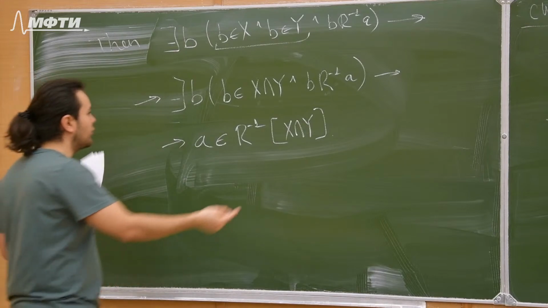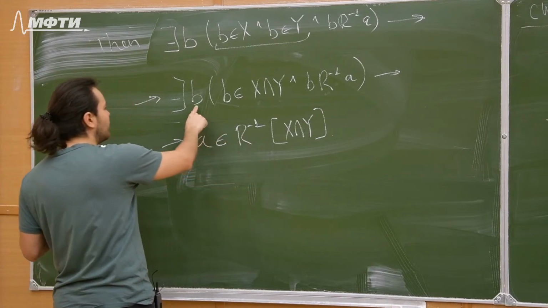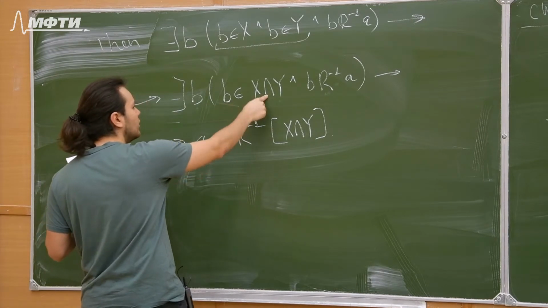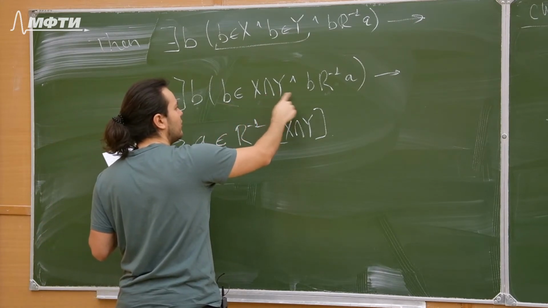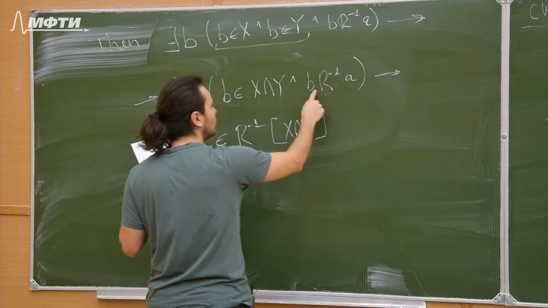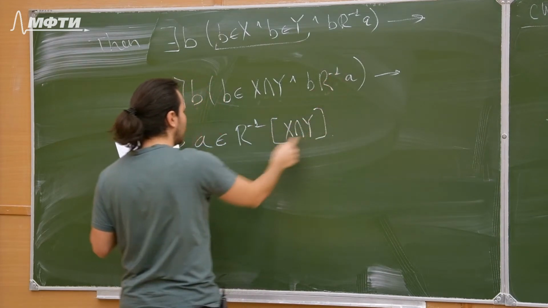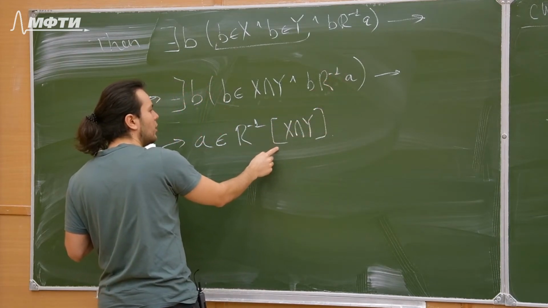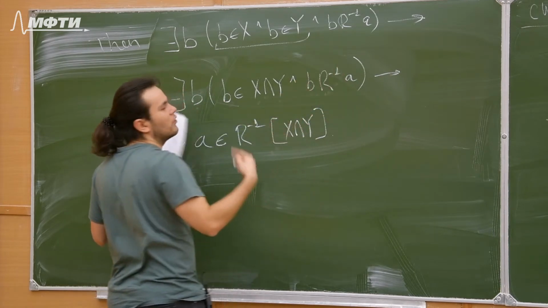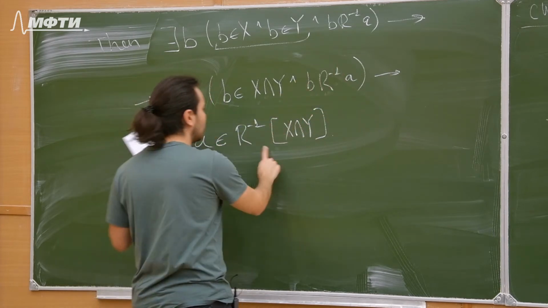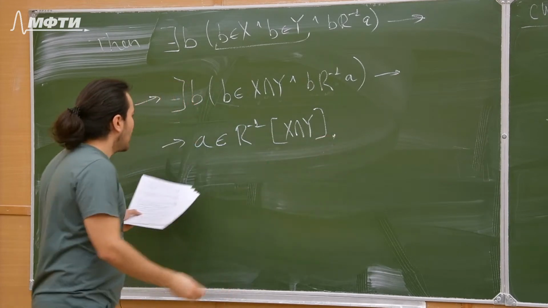Right, by definition. So if we have that there's some B, and this B forms some ordered pair with A that belongs to R minus 1, then it means that A is an element of the image of R minus 1, or the pre-image of R. Okay, that's it. So we have that.